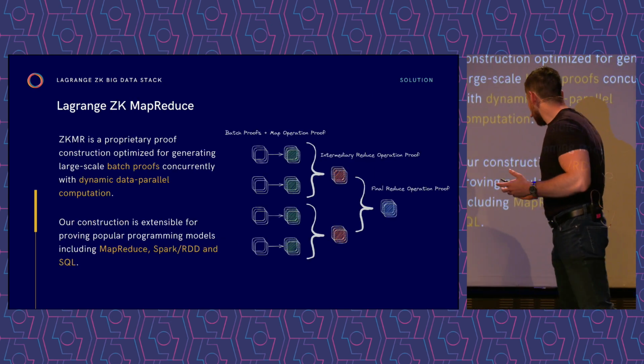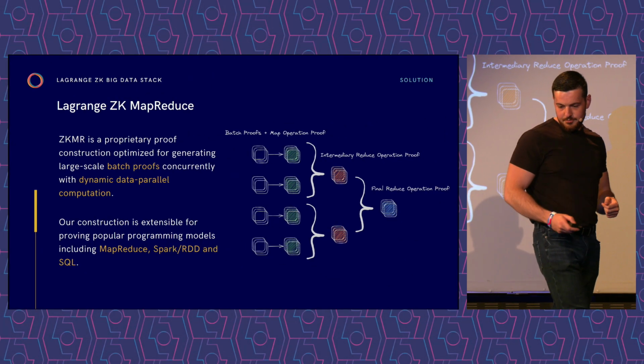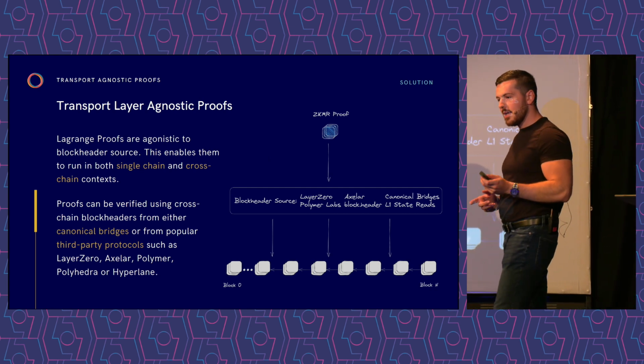Now, this is where what we do comes in. What we allow you to do with our novel proof construction, called zk-MapReduce, is to compute over on-chain data in the single-chain or multi-chain context as if it was in your data lake. You can run MapReduce, Spark, RDD, and SQL on on-chain state and prove the result to your contract with zero knowledge.